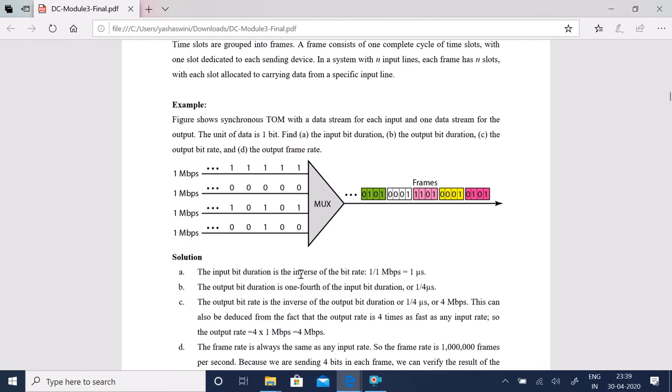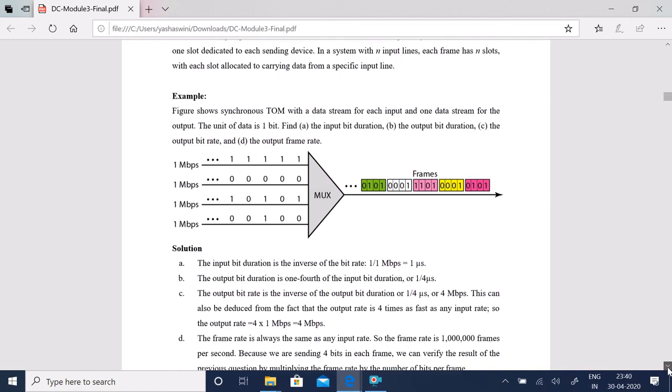The input bit duration is the inverse of the bit rate. What is the bit rate? 1 Mbps. So the inverse of the bit rate will be 1 microsecond. The output will be 1/4 of the input according to the statement, so it is 1 by 4 microsecond. The output bit rate would be the inverse of the output bit duration, or it would be 4 Mbps. This can be deduced by the fact that the output rate is 4 times faster than the input rate. So the total output rate will be, there are 4 channels, so 4 into 1 Mbps, which is 4 Mbps.